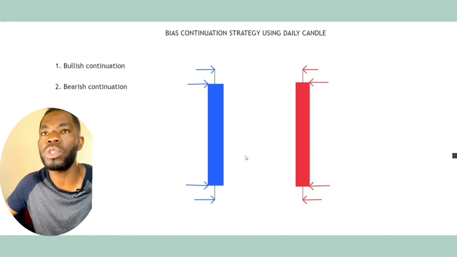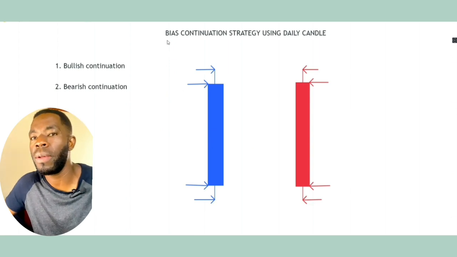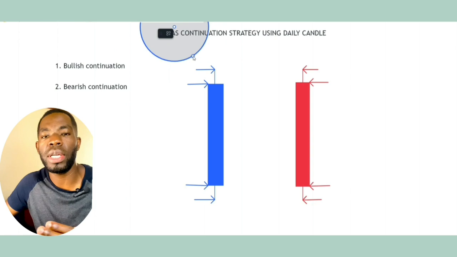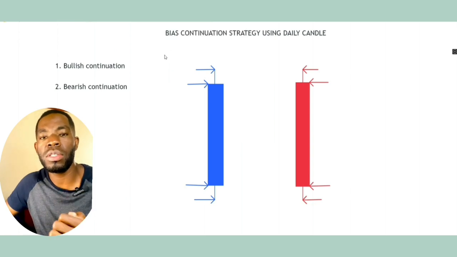Okay, let's jump right into it. So what we are looking at here is a strategy that I've called the bias continuation strategy. In other words, this strategy is mainly focused on the bias of the daily candle, and its continuation, whether it's going to continue bullish or bearish. So we are concentrating on a daily candle.